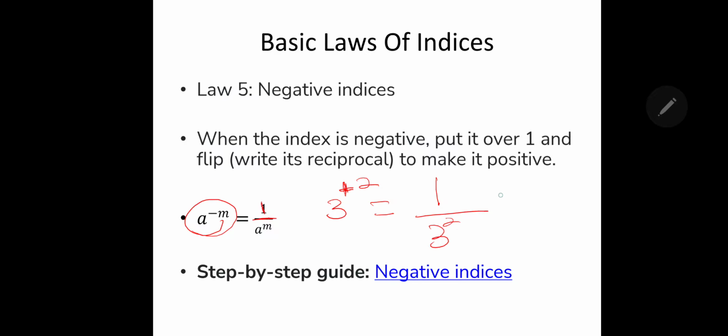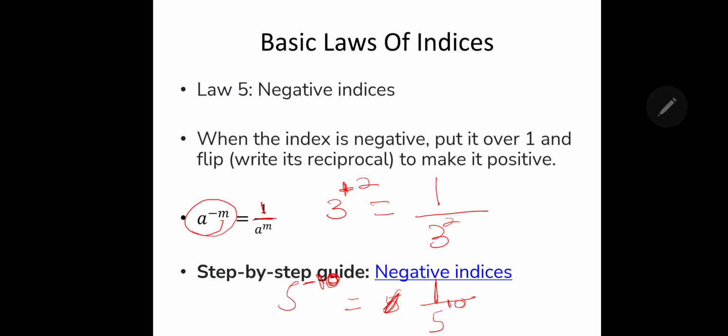You understand? If you have 5 exponent negative 10, what do you have? You come and write 1 over 5, and then this one becomes positive.